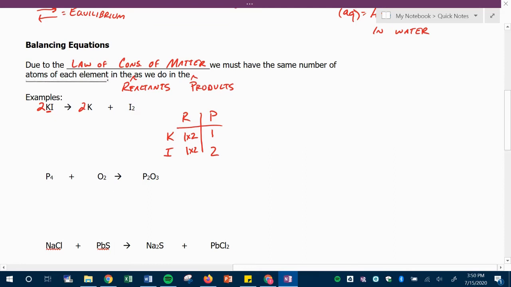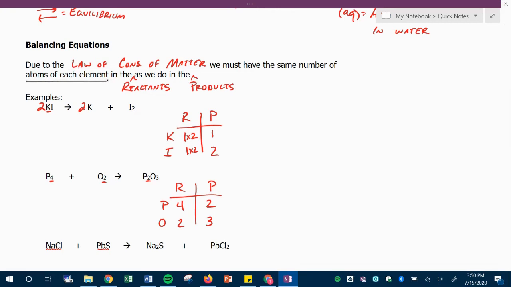So we've got P4 plus O2 goes on to produce P2O3. As we're looking at this, we'll do our reactants and products chart. We have, in this case, phosphorus and oxygen. On the reactant side for phosphorus, there are 4 of them because we have the little subscript there. Then on the product side, we have 2 of them. Okay, that works. Then for our oxygens, we have 2 oxygens on our reactant side and 3 oxygens on our product side.